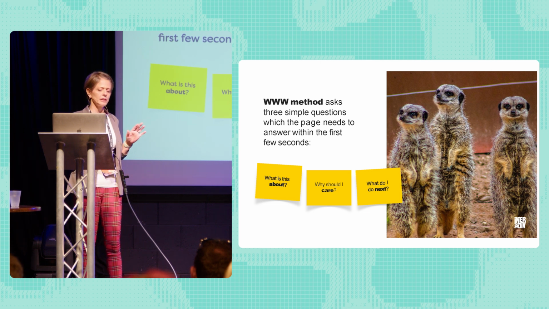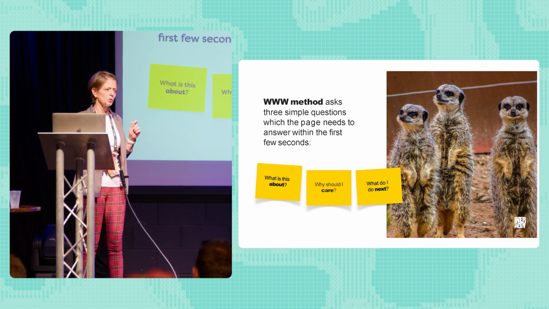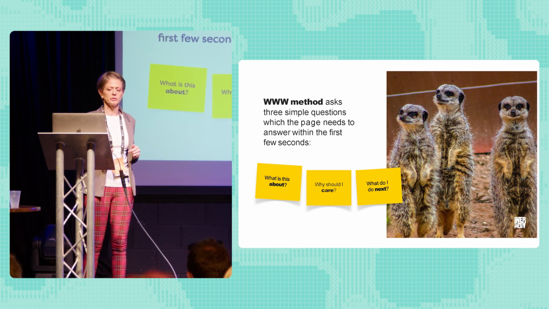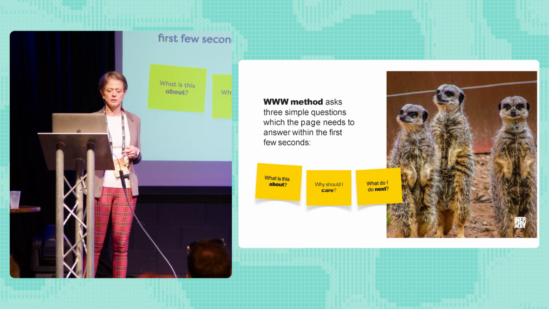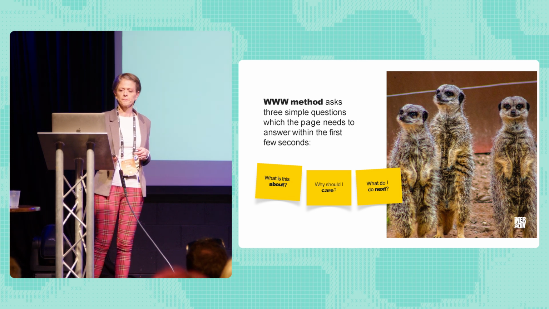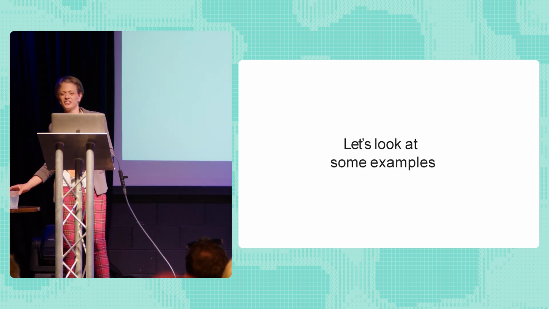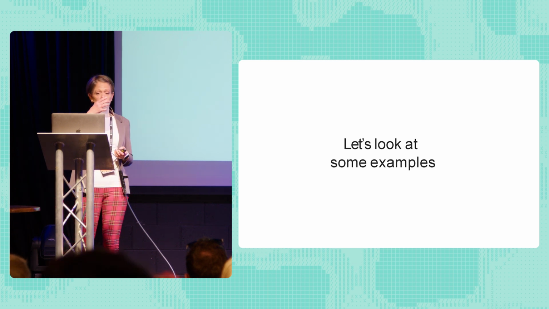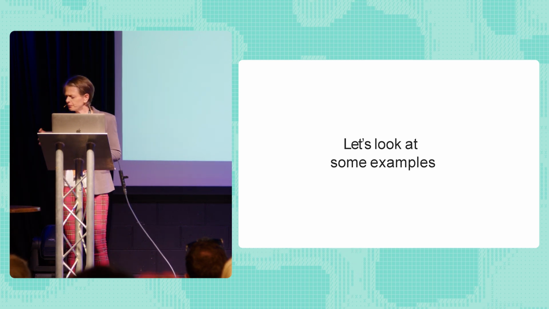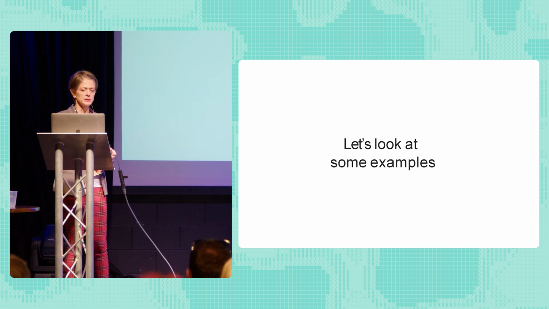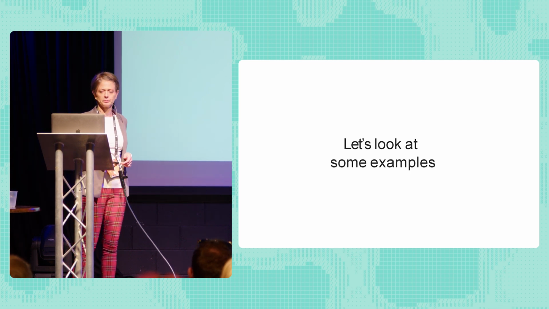So companies in the early stages get so involved in what they're doing that it's almost impossible to look at anything that they've produced objectively. And the WWW method can help you take that step back. So let's look at some examples from live websites. All the examples I'll go through are from websites. But this method works just as well for any layout, whether it's a website or an app or a dashboard.